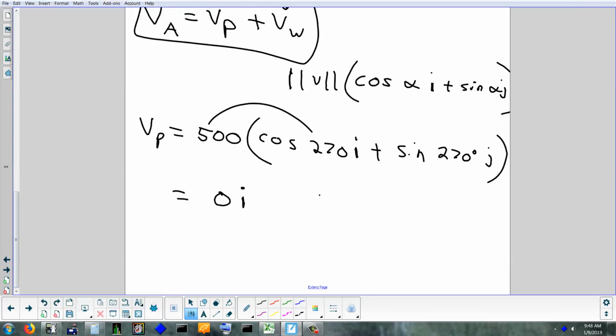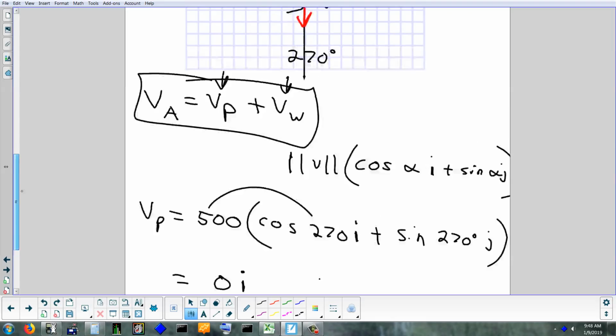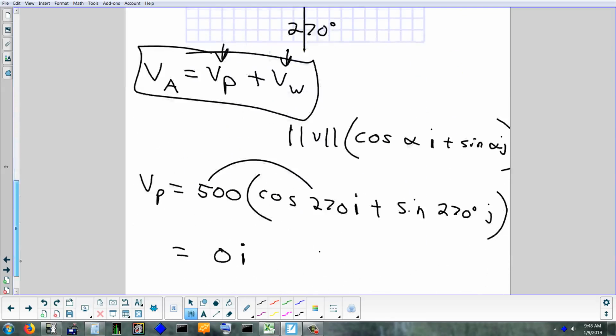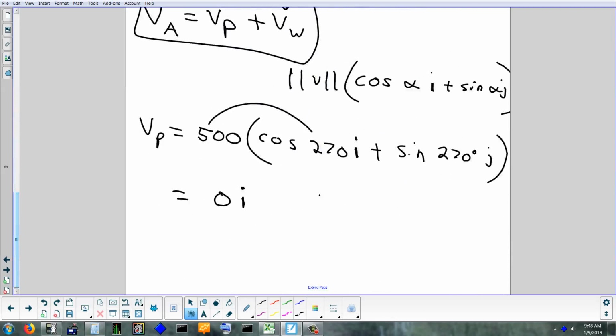The i is which component? Left and right or up and down? It's the left and right, which makes sense because the plane doesn't think it's going left or right. It's going straight up or down, in this case down. So there is no left and right component. It's straight down. Plus, let's do that one.